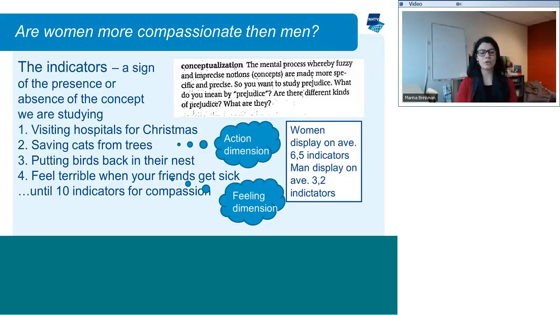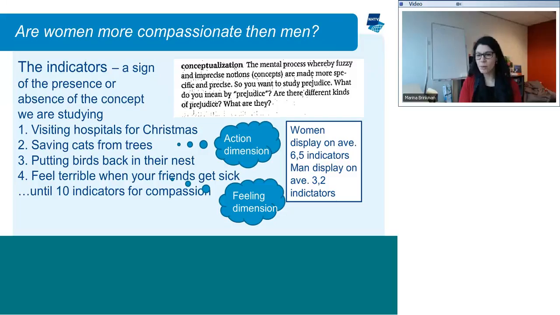The first indicator of compassion can be if a person visits hospitals for Christmas and brings presents. If a person saves cats from the trees, if a person puts birds back in their nest, if a person feels terrible when a friend gets sick, and so on and so forth. You might be, for instance, able to formulate 10 different indicators for compassion. Think again, the presence or absence of an indicator is telling you something about the presence or an absence of a concept.